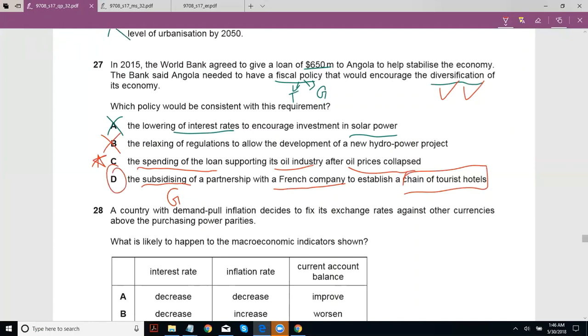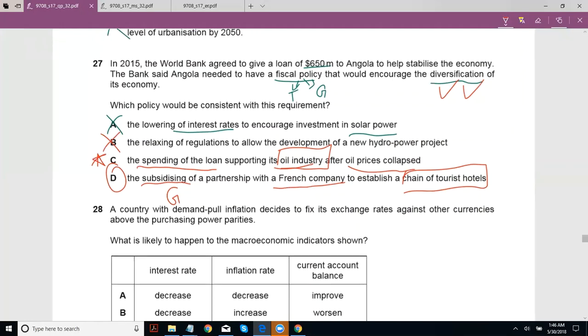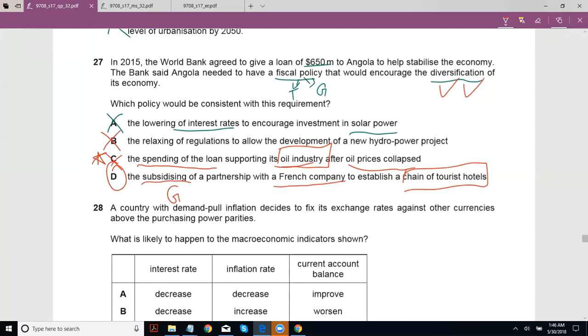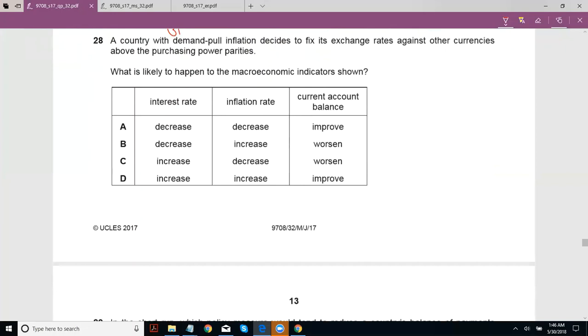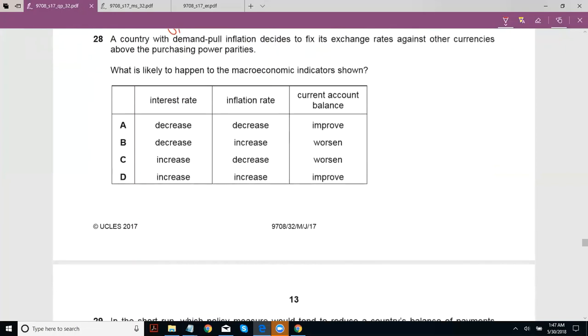If you compare this with C, you're just supporting your already existing oil industry. How are you diversifying? How are you producing something different, something new? You're just supporting what's already there. So that's why you can cross out C. A and B just aren't supply side. They just aren't fiscal policies, so they aren't even in consideration.